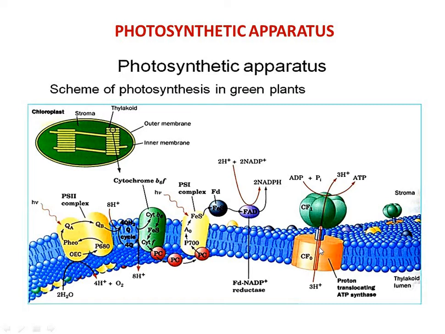The protons pass through the ATP synthase, which acts like a water turbine. Whenever the protons enter and pass through the ATP synthase, the terminal region of the ATP synthase rotates, and the protons pass from the lumen of the thylakoid membrane into the stroma region. During this time, photophosphorylation takes place. Photophosphorylation is nothing but the synthesis of ATP by utilizing ADP and Pi in the presence of the enzyme ATP synthase.